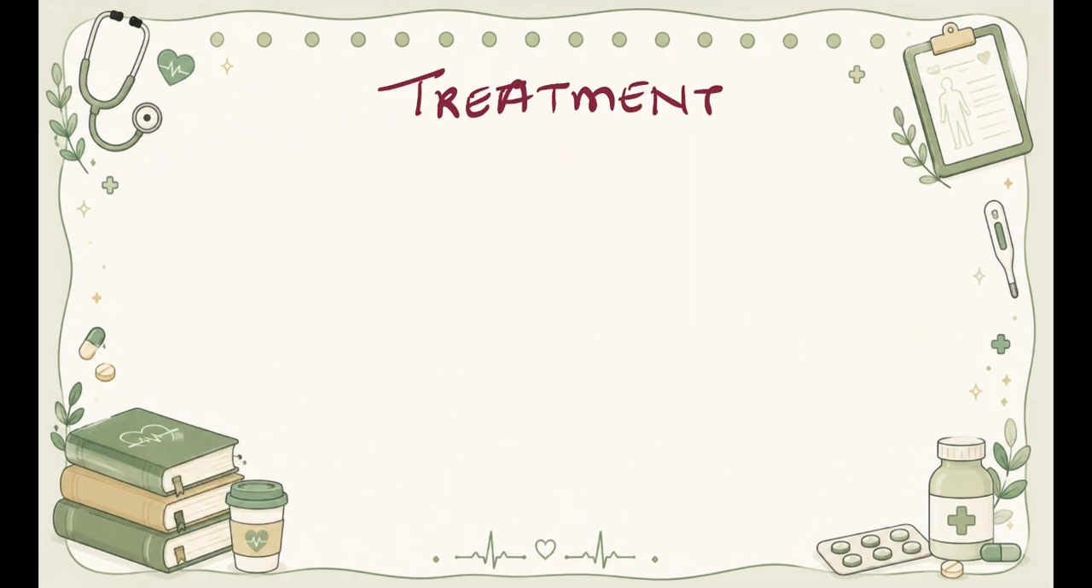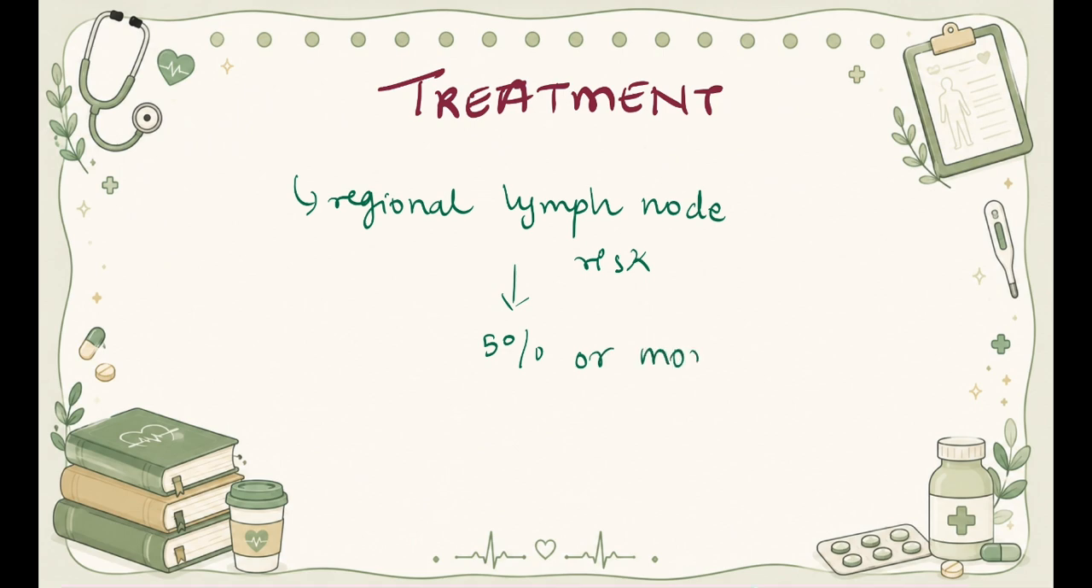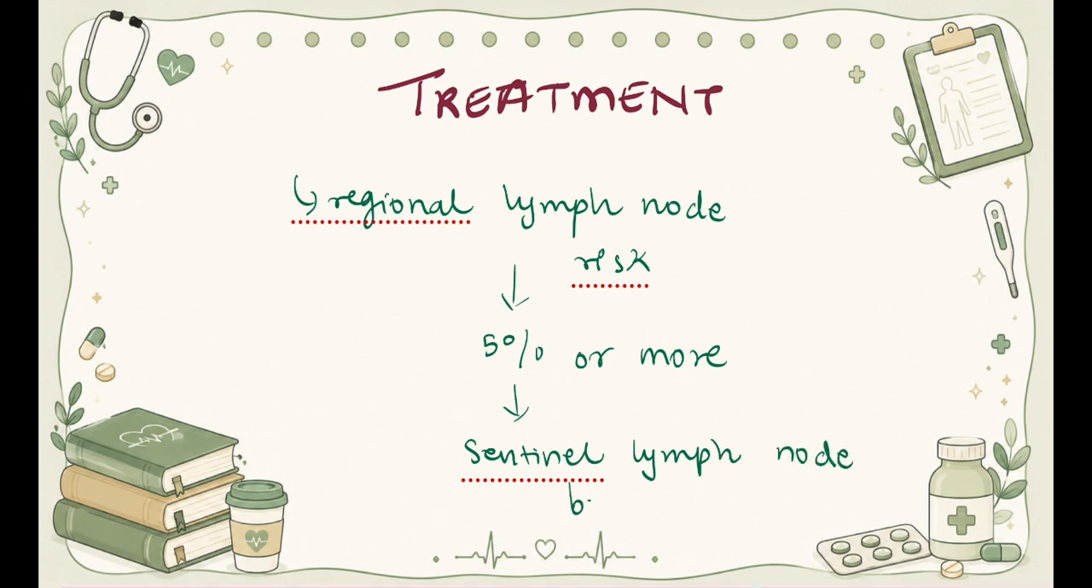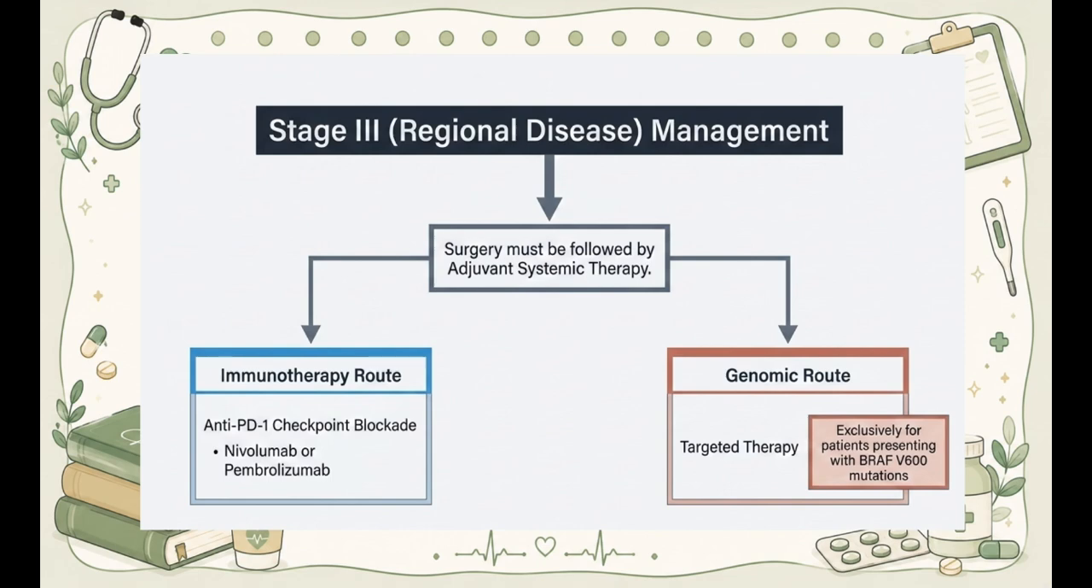At the same time, doctors calculate the mathematical probability of cancer hiding in the regional lymph nodes. If that risk is equal to or greater than 5%, the patient enters a specific protocol. The surgeon will actively offer and perform a sentinel lymph node biopsy. Now, we must carefully consider what happens if that lymph node actually does contain cancer. This classifies the patient as having regional stage 3 disease.